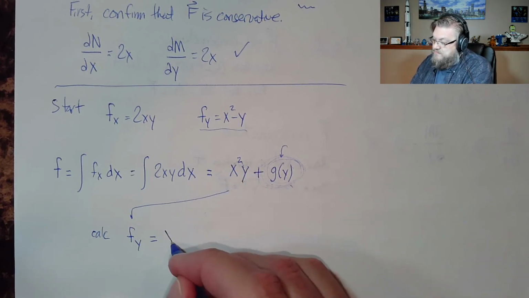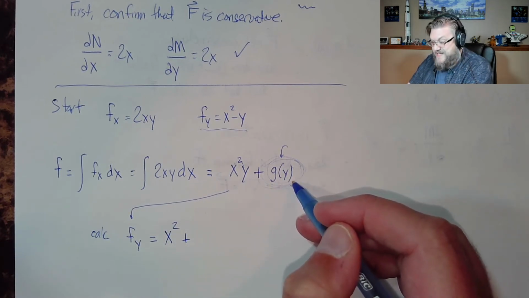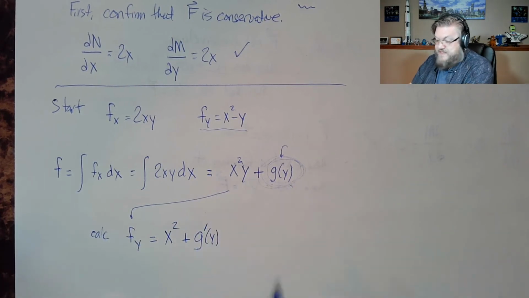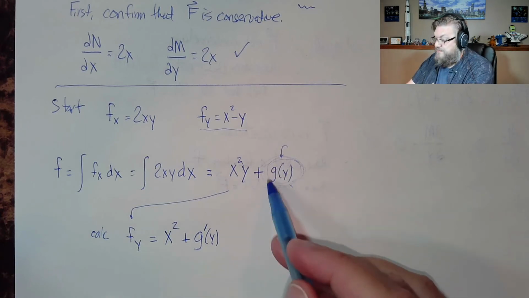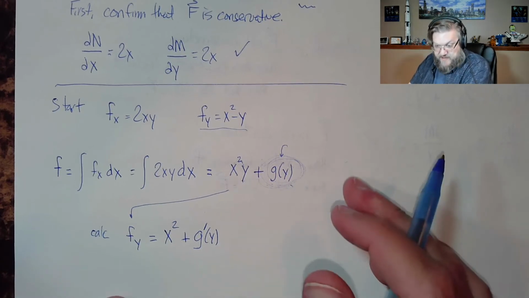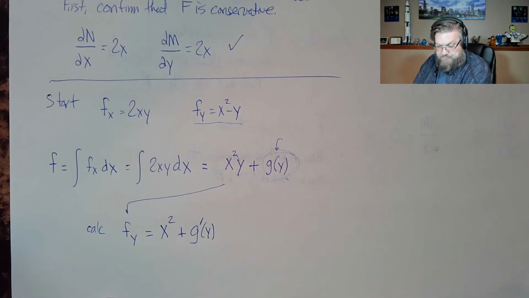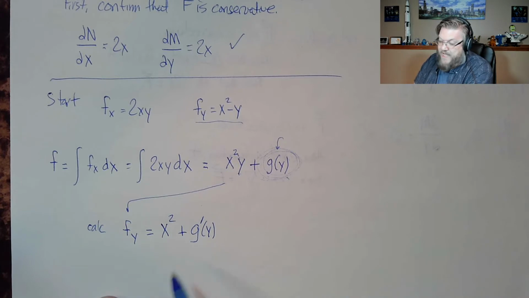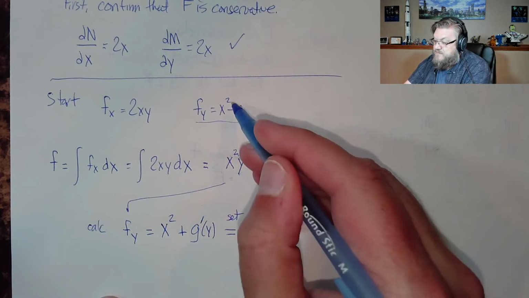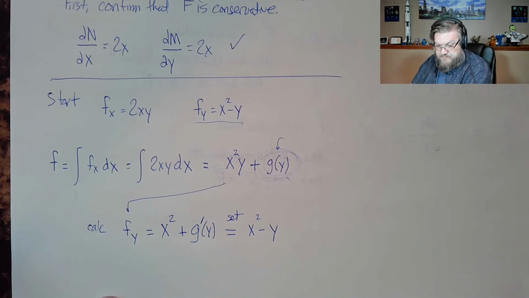I'm going to get x squared plus, now this is a single variable function, and I'm taking its derivative with respect to y. Let's call that what it is. Isn't that just g prime? This is back in Calc 1. What's the derivative of g of y with respect to y? G prime of y. Right? I can at least say that. I don't know the specifics, but I do know that whatever this is going to be g prime. That's what I've calculated fy to be. Now set that equal to what fy is, which is x squared minus y. See that?